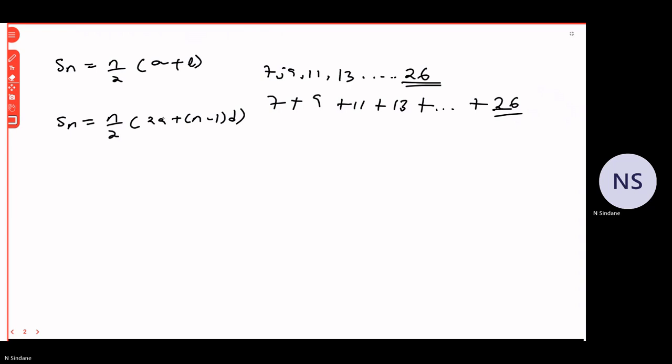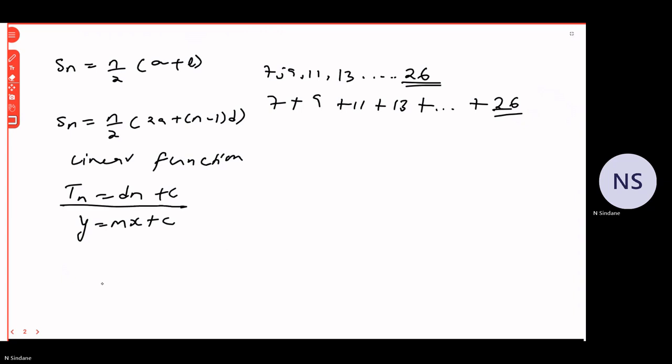That's it, right? And in most cases, this looks exactly like a linear function, because the solution will be something like this: Tn is equal to dn plus c, which is similar to y is equal to mx plus c. So whenever they do not tell you this is an arithmetic sequence, look for this. If you can find this, then you can already conclude that this is an arithmetic or a linear sequence. But we'll do questions on that so that you understand better.